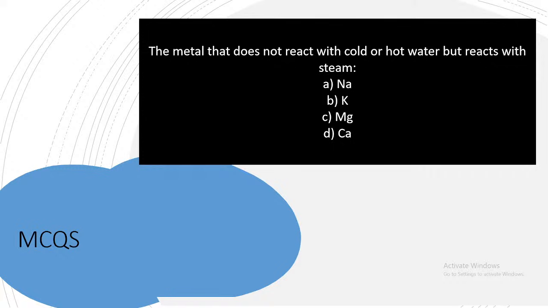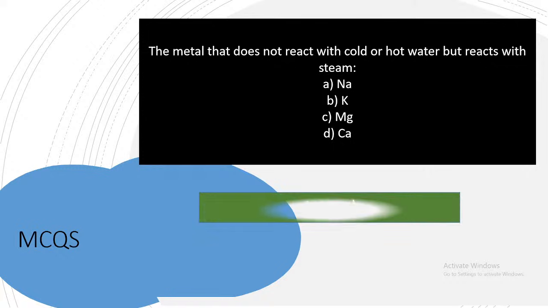Okay, many of you have said B, so B is the wrong answer. It will be C, which is magnesium. Magnesium is the metal which will react only with steam. It does not react with cold water or hot water, but in case of magnesium, it will react only with steam. So option C is the correct answer, not B.